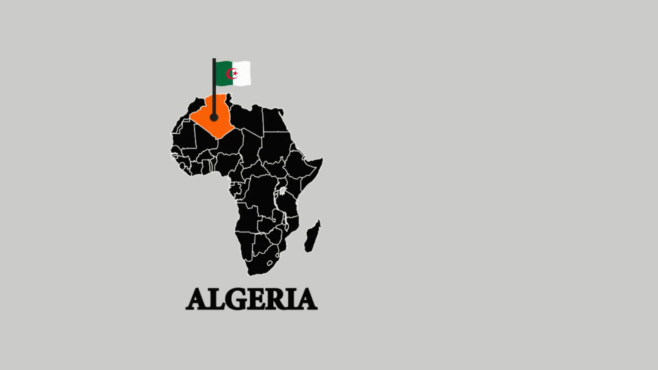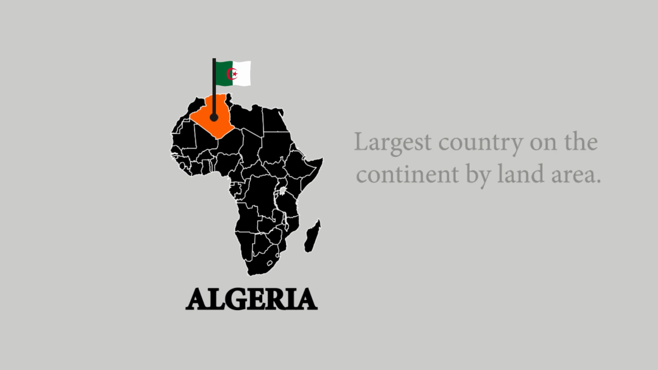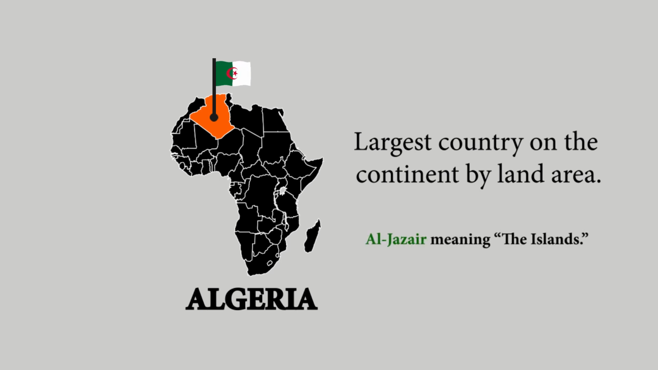First on our list is Algeria, located in North Africa. It is also the largest country on the continent by land area. The name Algeria is derived from the capital city of Algiers or Aljazair in Arabic, which means the islands.